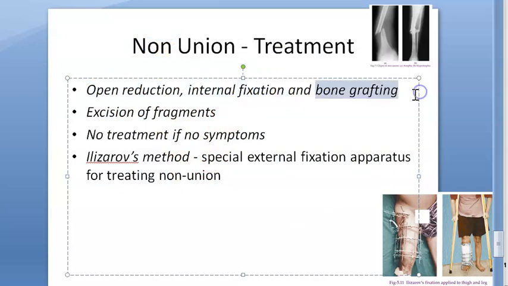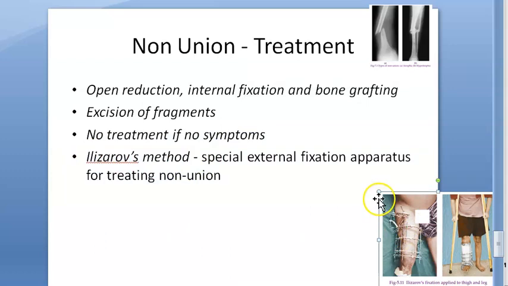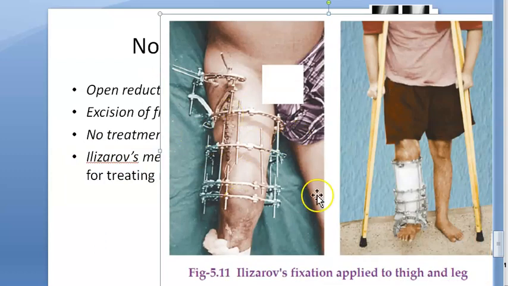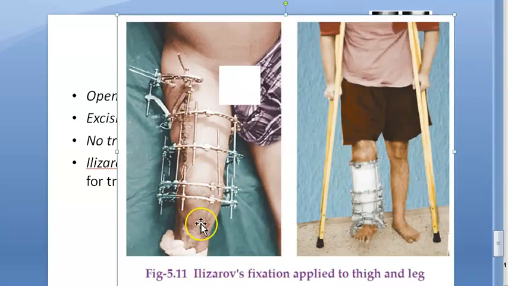Bone grafting, that means you're taking bone from one place and putting it in another. Excision of the fragments, you'll remove any fragments that are coming in the way. No treatment if there are no symptoms, that's nice. And then Ilizarov's method, you will do an external fixation apparatus for treating malunion. Sorry, non-union, not malunion. Okay, we are looking at non-union, so that makes sense.